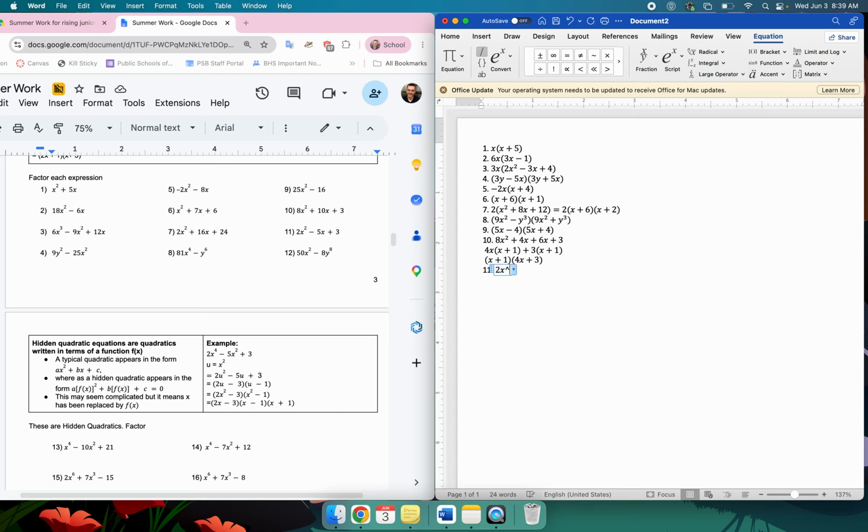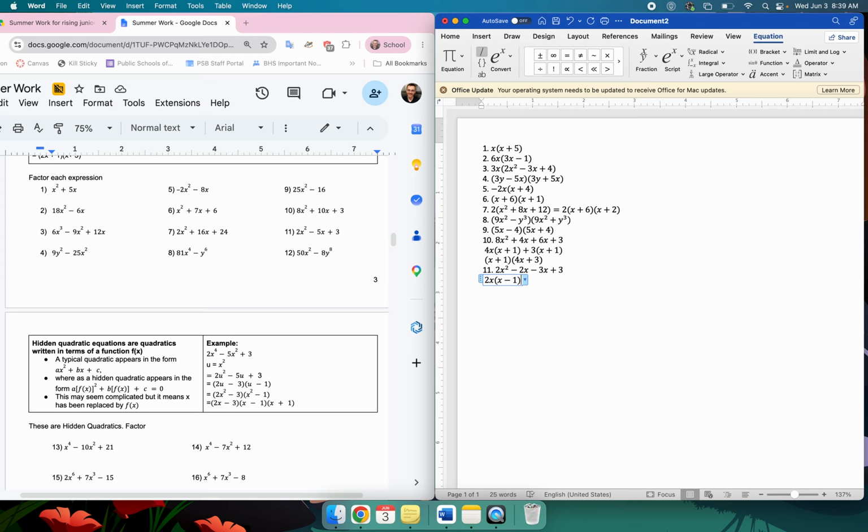So what I'm going to do is split the middle. I'm going to rewrite that negative 5x as minus 2x minus 3x. Okay. Then just like before, I'm going to view those first two terms as one group, and I'm going to pull the GCF out of those two terms. The GCF of those two terms is 2x. When I pull it out, I'm left with x minus 1.